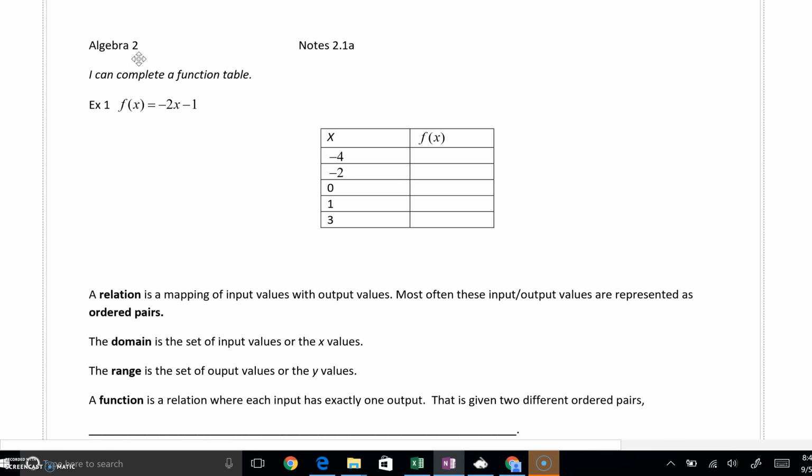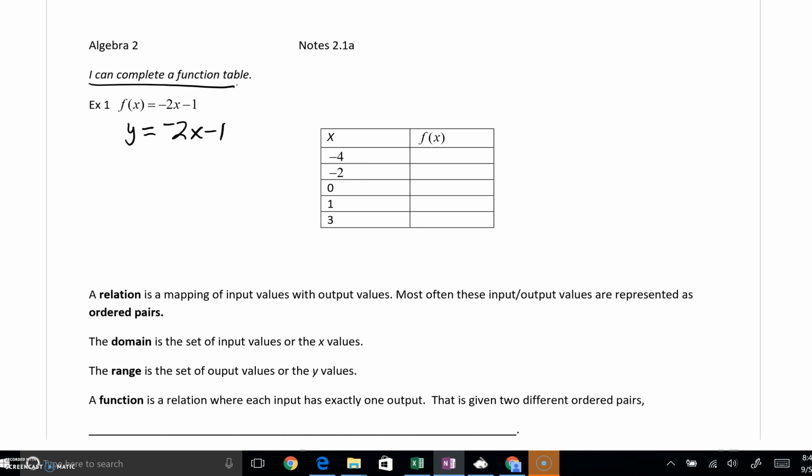So lesson 2.1, we're going to go into a function that's very important, the linear function. We're going to study lines a lot in this unit. And f of x is really just another name for y. Now, your first learning target is that I can complete a function table.